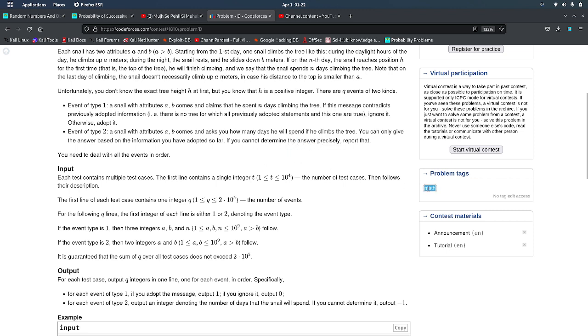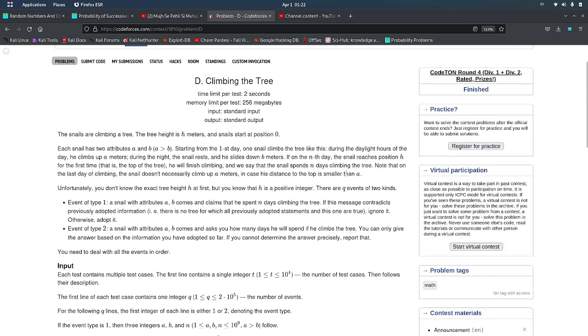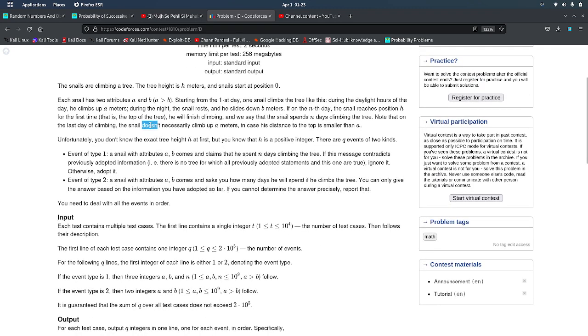It's another math question. I don't really like math questions as a question D in Div 1 plus Div 2 rounds, and I don't see any point of giving out math questions in a D. But I'm not here to complain about the problem setting.